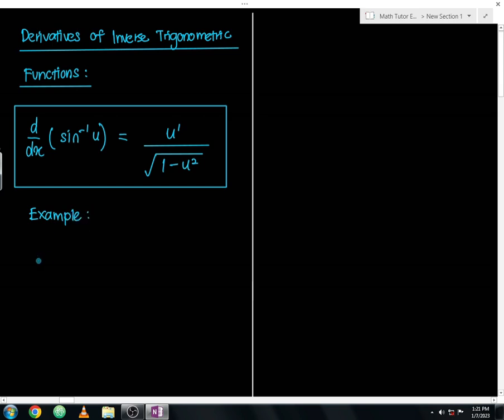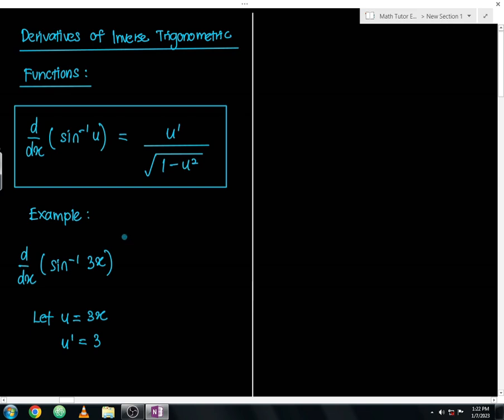Given that you have an expression, let's say for example, sine inverse 3x. How are we going to solve this? Let me show you step by step. We're going to use the substitution method by letting u equal 3x. Then we're going to differentiate u with respect to x to get u prime. By differentiating 3x, you're only left with 3.